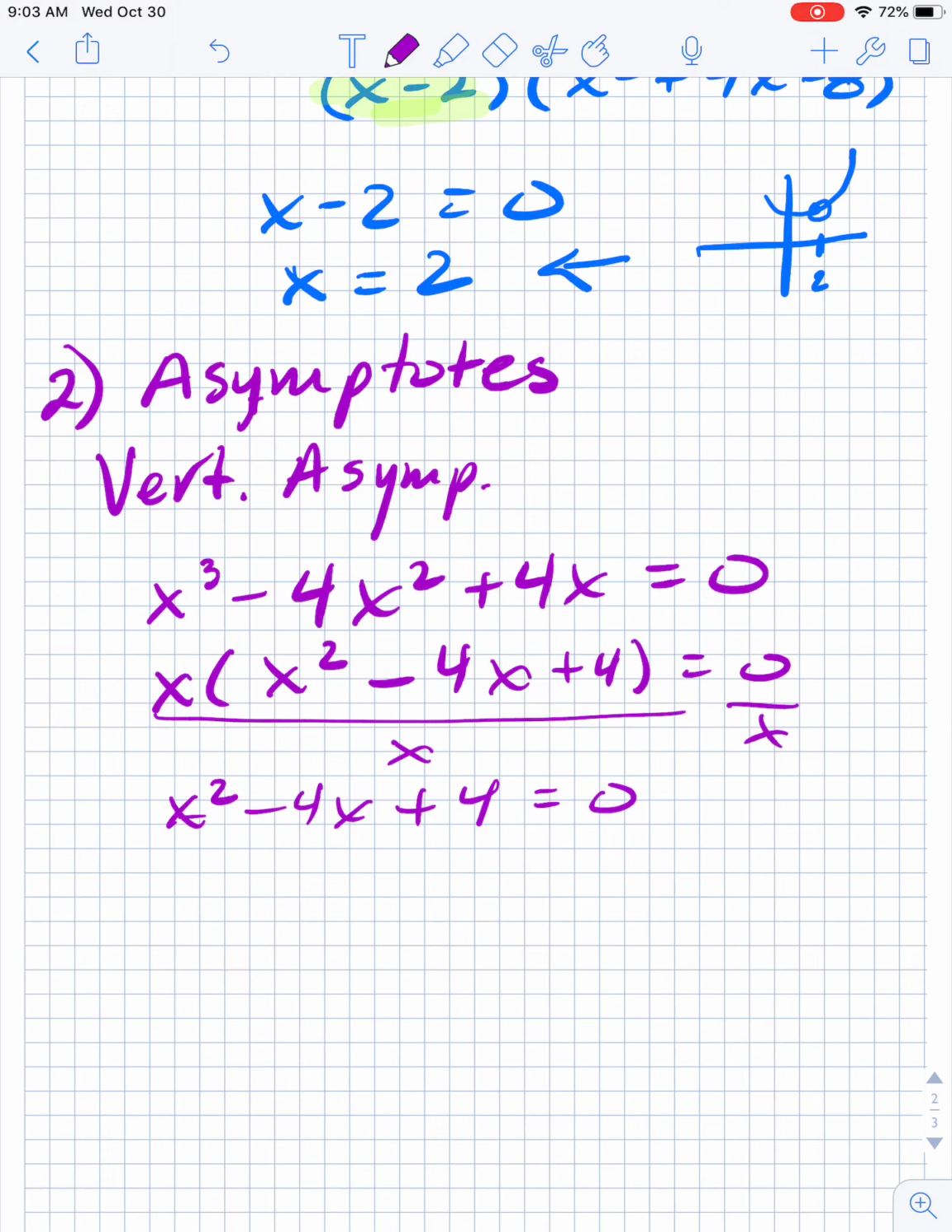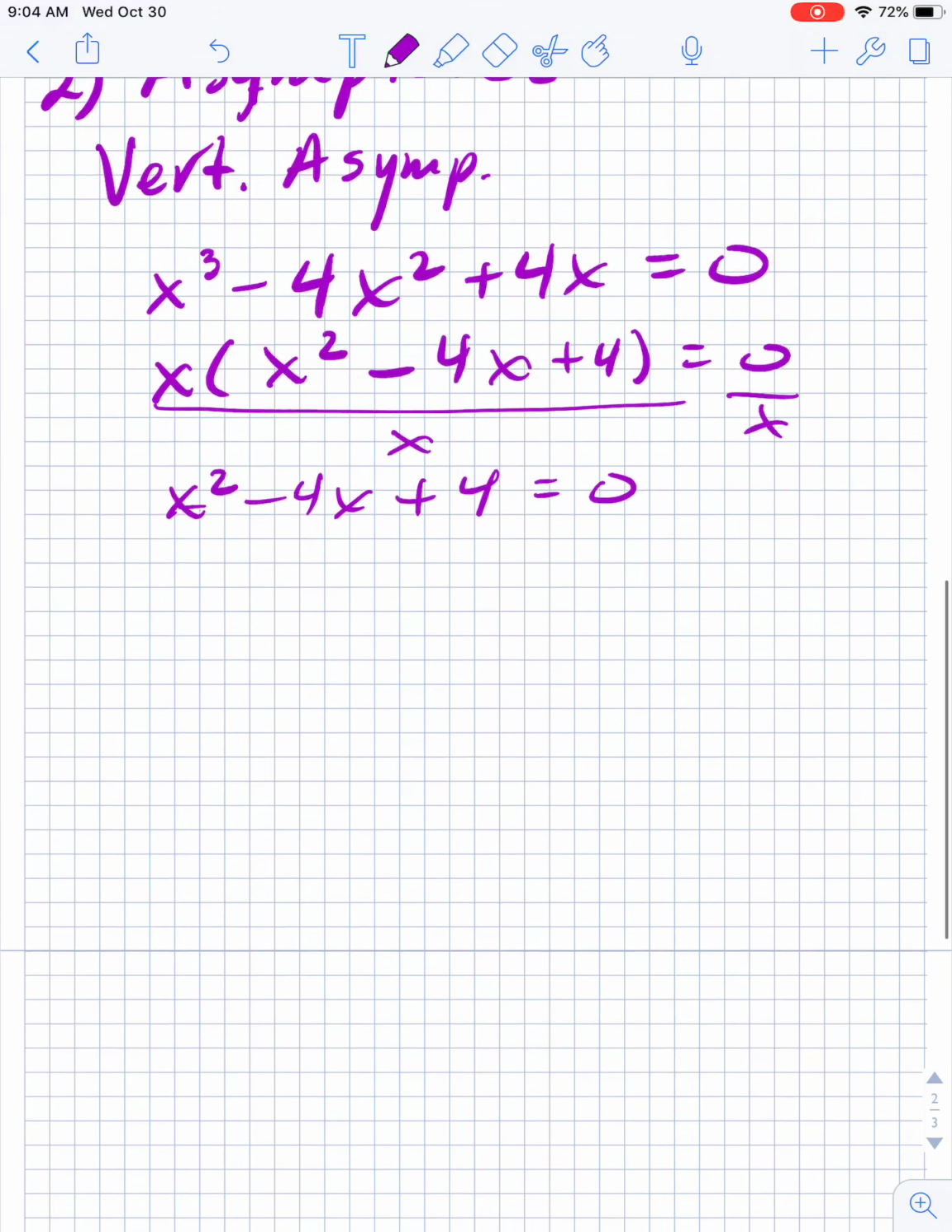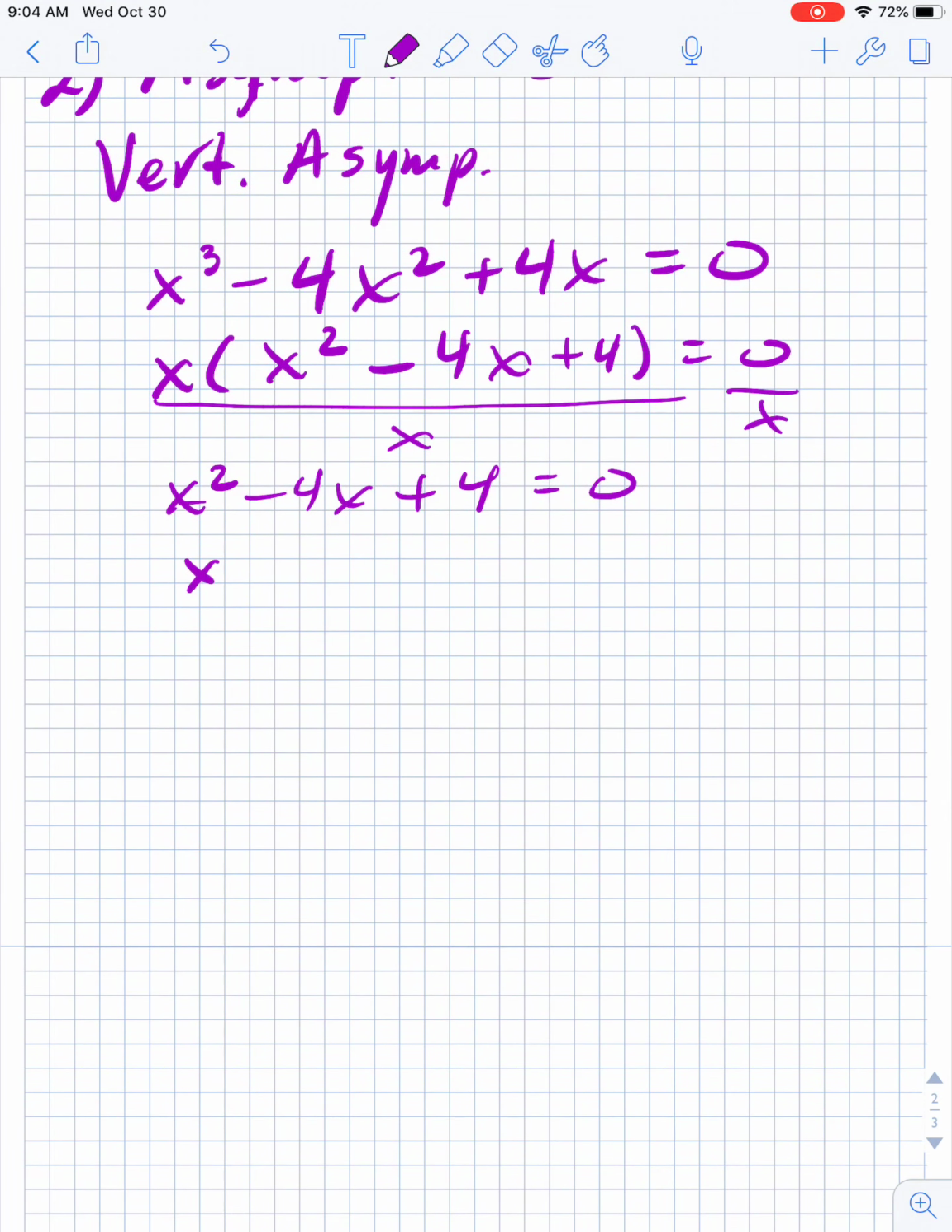So I'm thinking of what two numbers I can multiply to get positive 4 and add to get negative 4. So that is just going to be negative 2 for both of them. So I have x minus 2 and x minus 2 is equal to 0. So that means that x minus 2 is equal to 0 and x minus 2 is equal to 0.